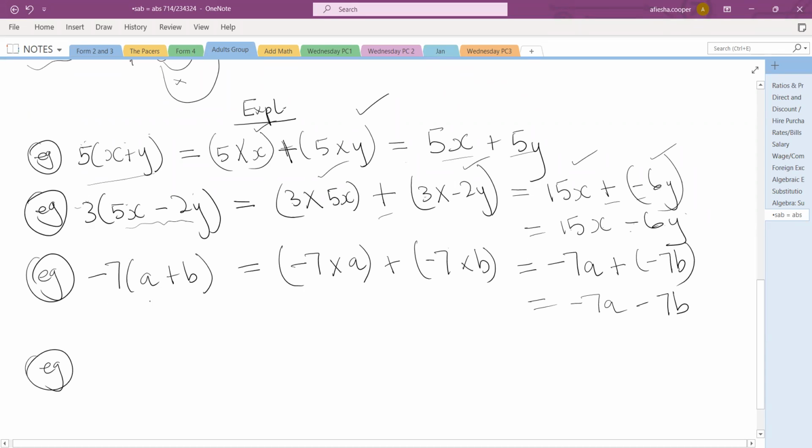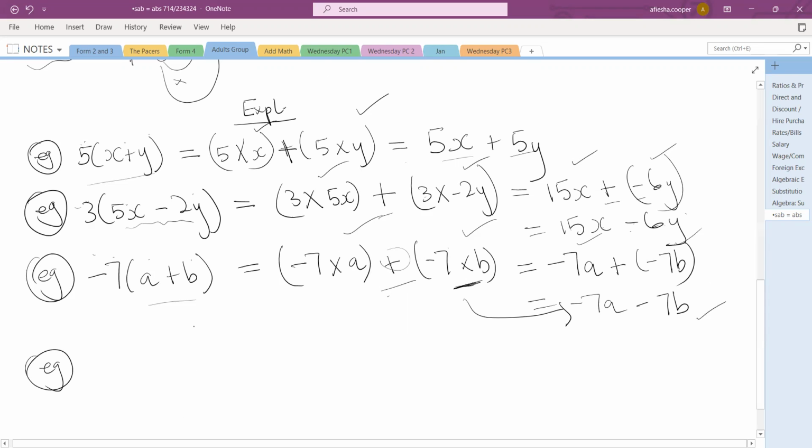Then we have negative 7 multiplied by A plus B, negative 7 by A. Always add negative 7 by B, always add. So this will give us negative 7A, add negative 7B. Or we could go straight to this step once we understand that a positive number multiplied by this will give us a negative. Positive by a negative will give us negative 7B.